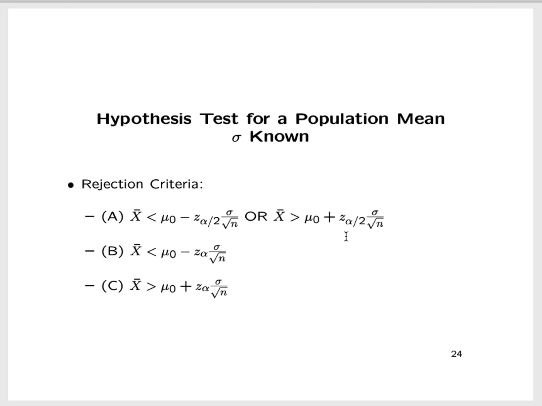For hypothesis test B, the left-tailed test, we're going to reject the null hypothesis if X bar is less than mu sub 0 minus z sub alpha times sigma over the square root of the sample size. And then for the right-tailed test, we're going to reject the null hypothesis if X bar is greater than mu sub 0 plus z sub alpha times the standard error of X bar.